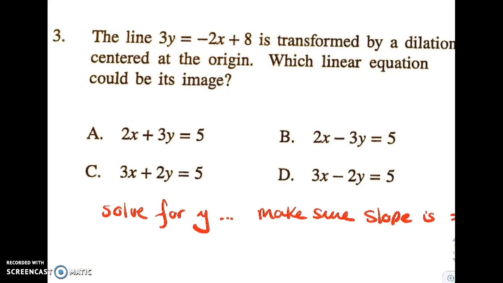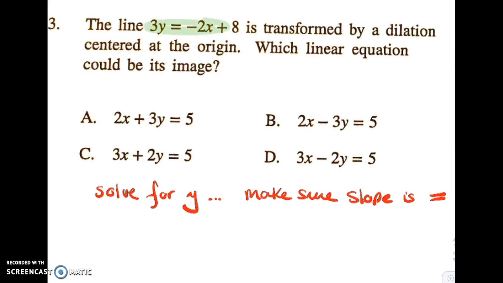Number 3. Again, not in the right form. And the slope has to be the same. But we have to figure out by dividing through by 3 what the real line is. So it's negative 2/3 x plus 8/3. The 8/3 really doesn't matter. We're looking for something that could be the image. Well, anything with the same slope could be the image. So which one of these equations has a slope of negative 2/3?